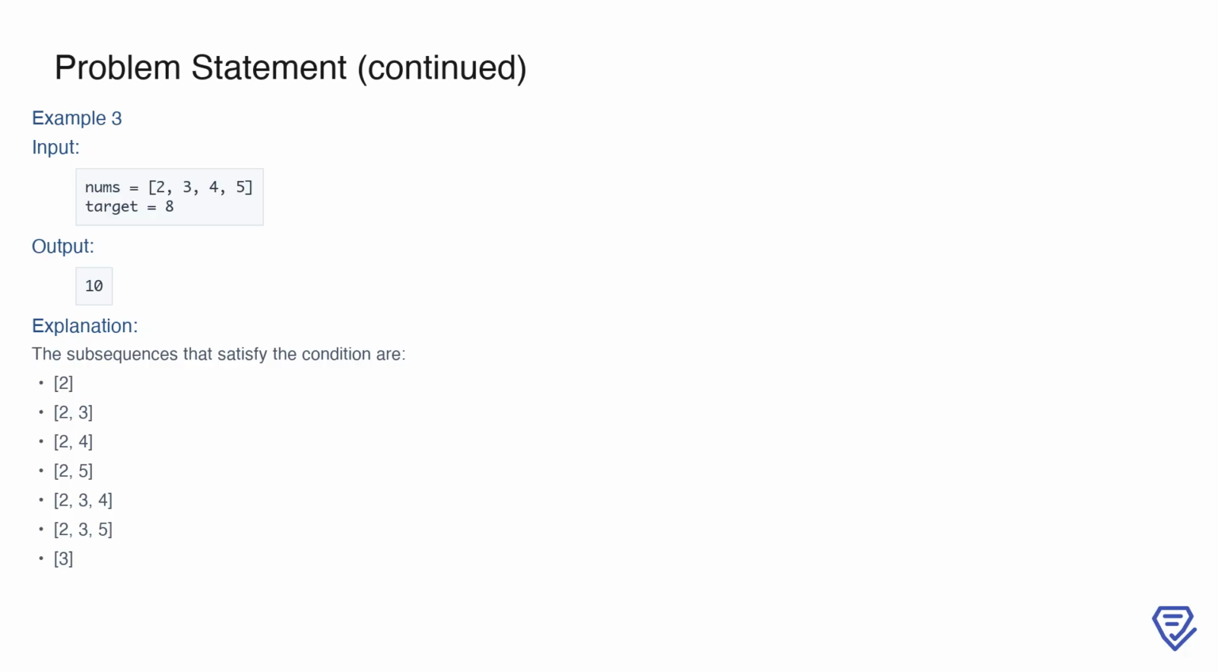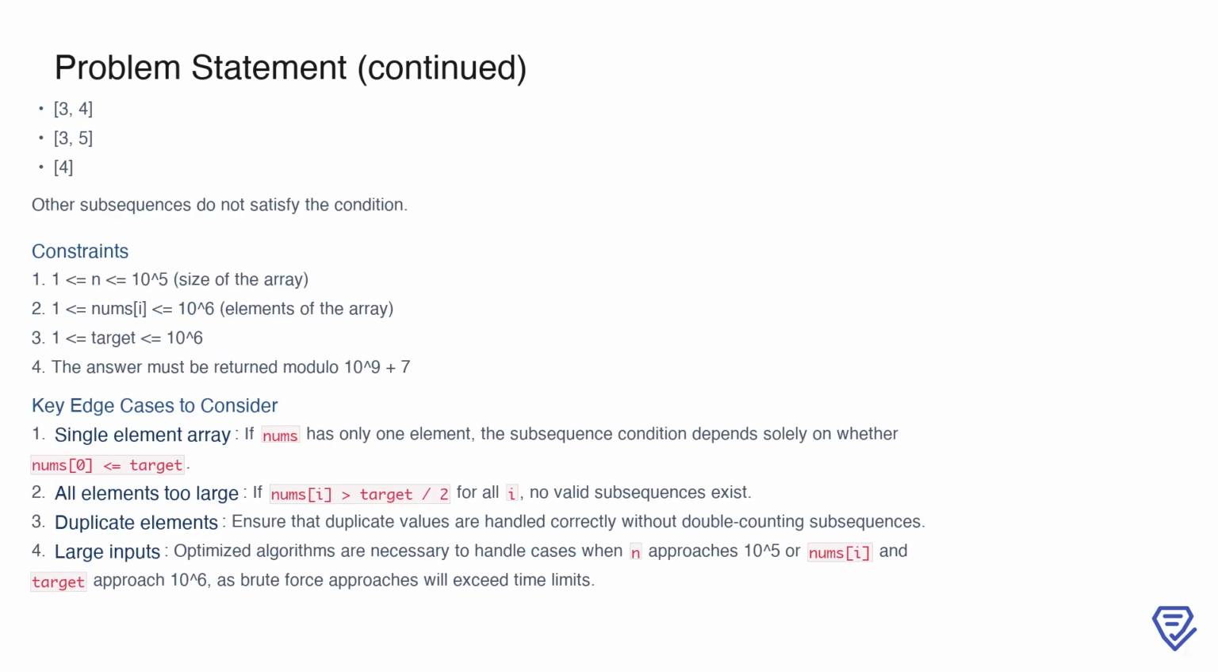These subsequences satisfy the condition of the minimum and maximum sum being less than or equal to 8. Additionally, there are other subsequences like [2, 3, 5], where the smallest value is 2 and the largest is 5, making the sum 7; [3], where the minimum and maximum are both 3, so the sum is 6; [3, 4], where the sum is 7; [3, 5], where the sum is 8; and [4], where the sum is just the single value 4. Any other subsequences, such as those including 5 as the smallest value, do not satisfy the condition because their sums exceed the target.